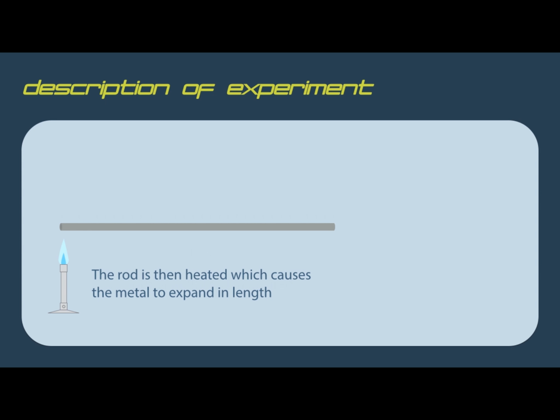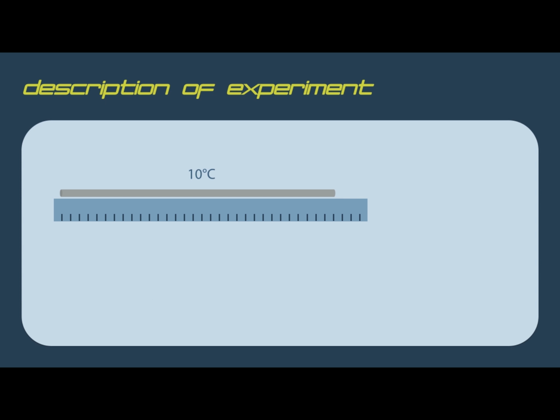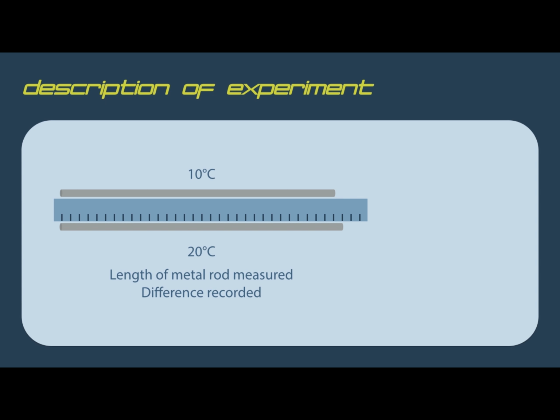We heat the rod, which causes the metal to expand, and as a result, the length of the rod increases. We measure the length of the rod at the new temperature, and the difference between this length and the length at 10 degrees C is recorded.